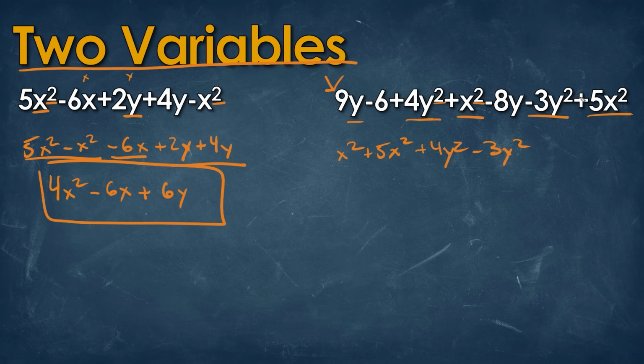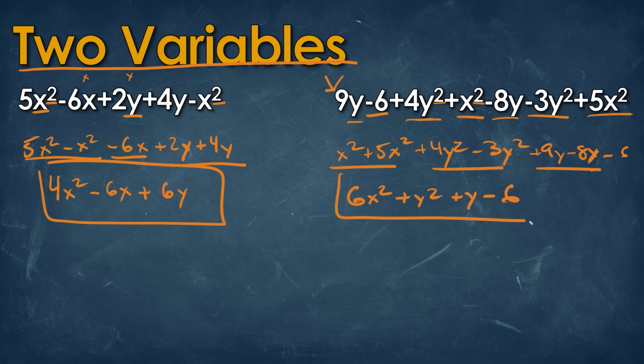Okay, so with that, it looks like we've gotten rid of all of our squared functions. So now let's go into our y's. It looks like we don't have any x's. So now we have 9y minus 8y. We're going to put those next to each other. And then we'll take a look at our constants, which it looks like we have a -6. So we're going to add or subtract these all together. And if we do that, we're going to get 6x squared plus y squared plus y minus 6. And that'll be our answer.